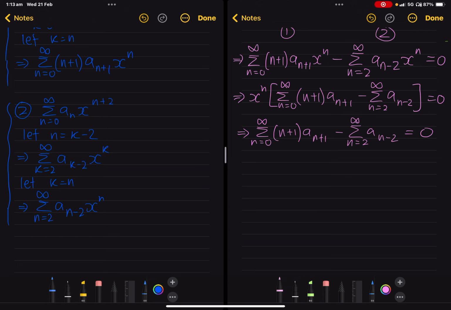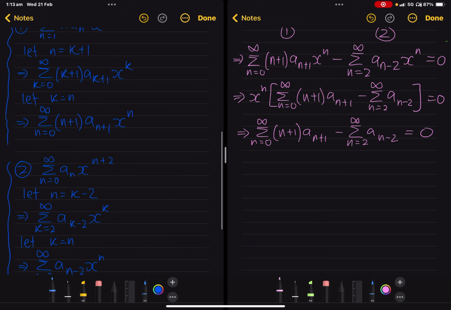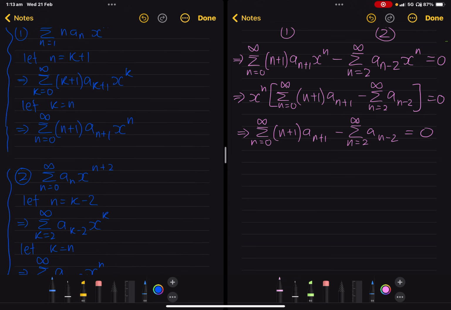Now we're going to start plugging in n's. So we are going to let n equal 0. When n is 0, this second term doesn't count because it doesn't start till 2. So the first term gives us 0 plus 1, that's 1. So we get a subscript 1 is equal to 0 when n is 0. Now we are going to let n equal 1.